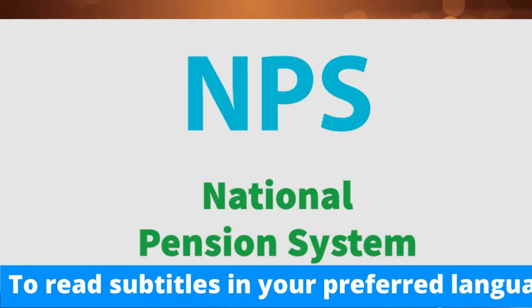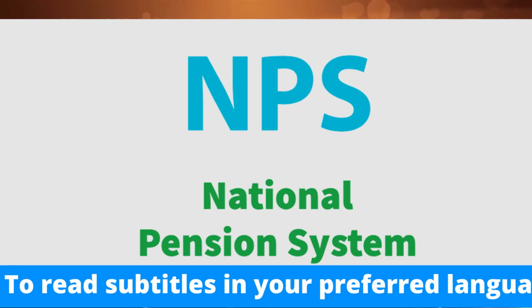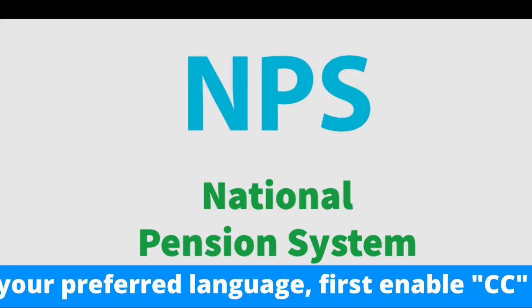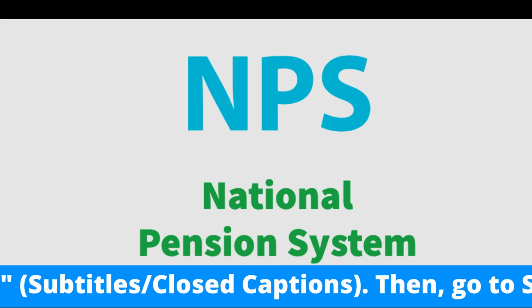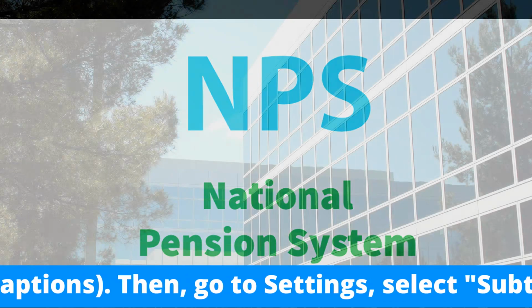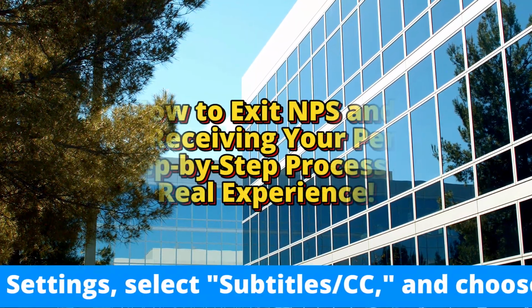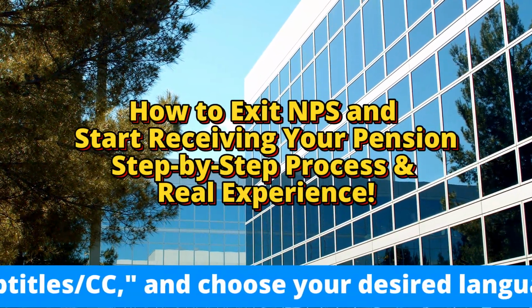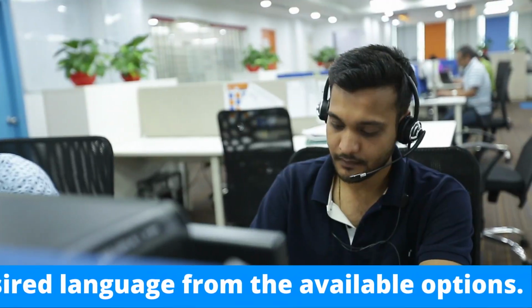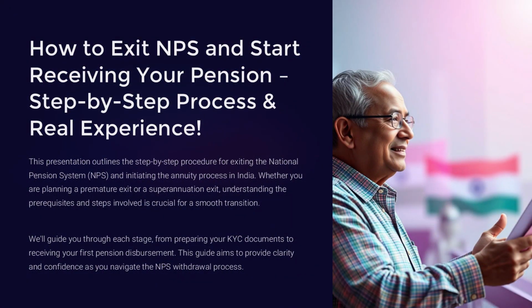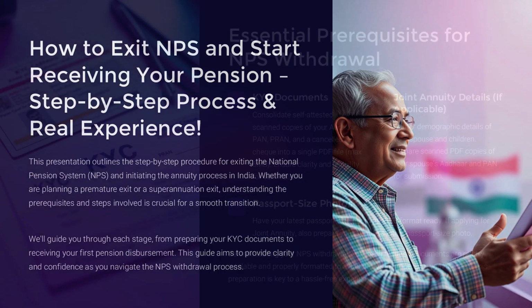In this guide, we'll walk you through the complete step-by-step process to exit the National Pension System, commonly known as NPS, and start receiving your pension through an annuity plan. Whether you're a non-government sector employee retiring at 60 or opting for an early exit due to personal reasons, this guide provides a clear and comprehensive walkthrough to help simplify what might otherwise seem like a complex process.